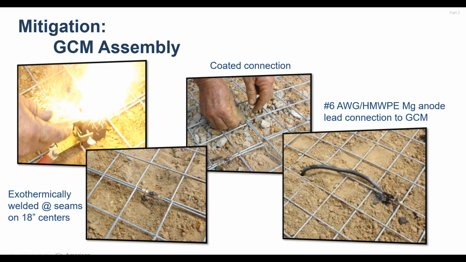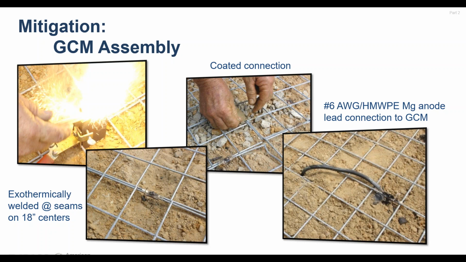And then finally, in the photograph on the bottom right, you see the magnesium anode connection attaching to that gradient control mat. Now, many of you may look at that and say, wow, that's not the typical mag anode lead that I'm used to seeing. And you're correct. We actually upsize that cable. In this case, we're using a number 6 AWG HMWPE lead to connect that anode to the gradient control mat.